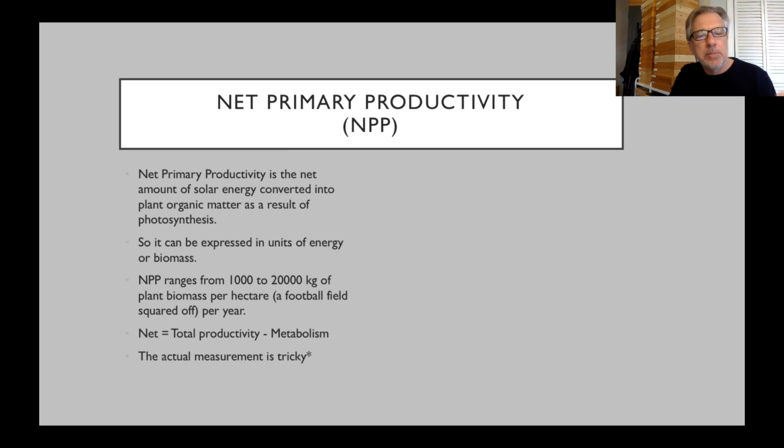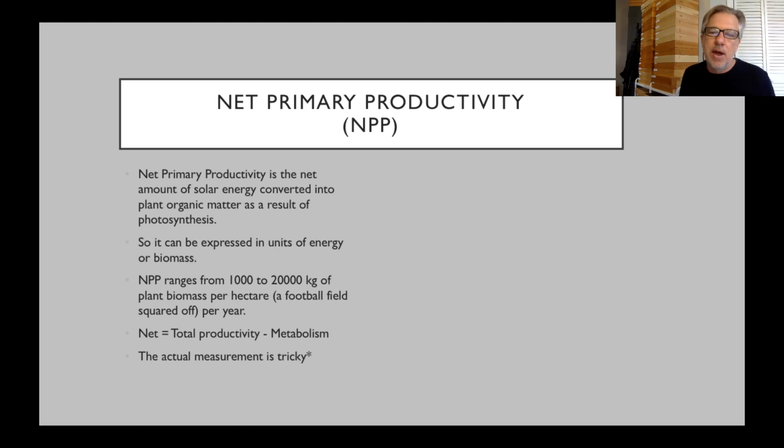Now, the actual measurement of net primary productivity is tricky because you can imagine if it's an annual plant, you can cut the whole thing off. And the same with a perennial herbaceous plant called a forb. You can cut that off at the stem and measure how much dry weight is produced. But with a tree, the only measure that's easy to get is how big the circumference is, or the diameter is, of the tree trunk.